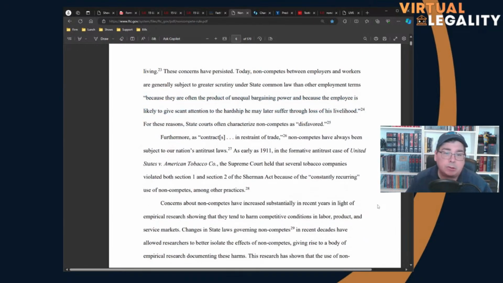For these reasons, state courts often characterize non-competes as disfavored. And I think that's apt. Furthermore, as contracts in restraint of trade, and you might recognize that language as the Sherman Act, non-competes have always been subject to our nation's antitrust laws.